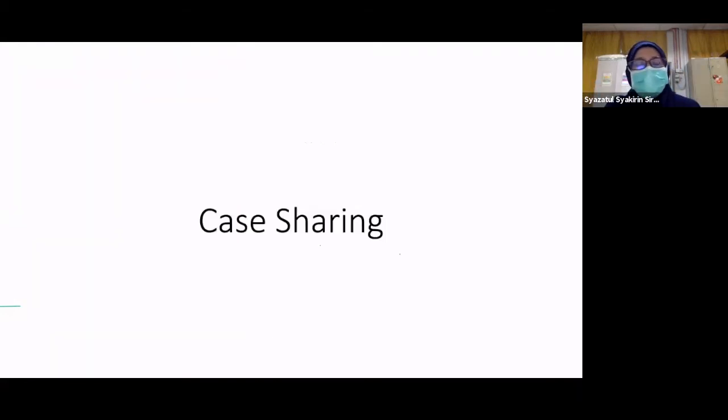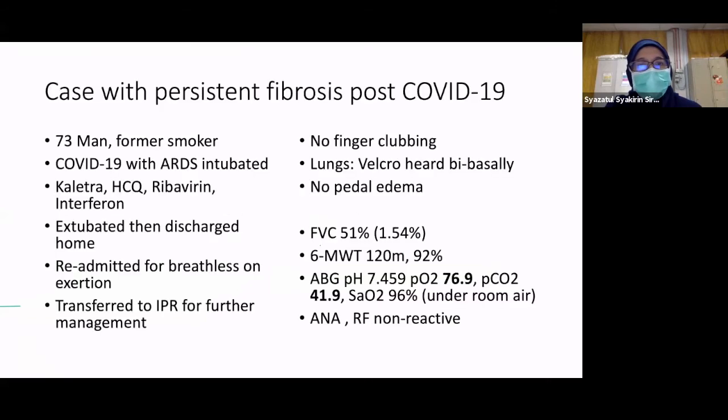So I'll be ending with a few case sharing. This is a case with persistent fibrosis post-COVID-19. Out of close to 400 patients that we have followed up since last year, I think only about 3 patients have persistent fibrosis. All 3 of them are male, and one of them is my patient under follow-up for interstitial lung disease.